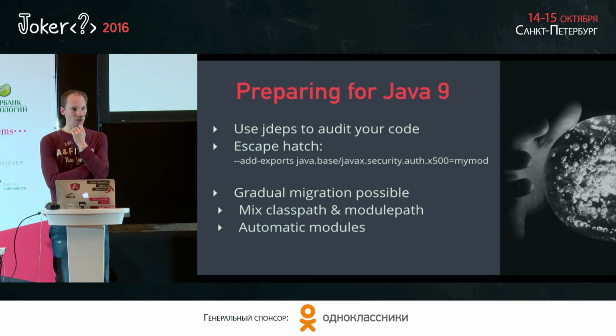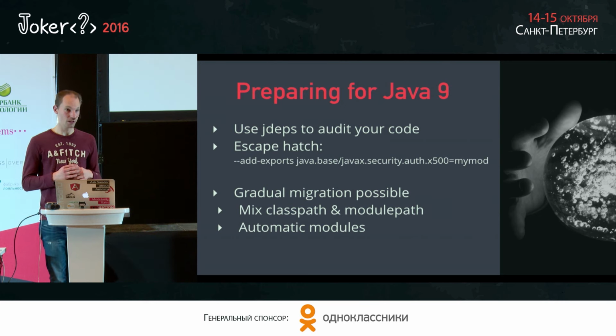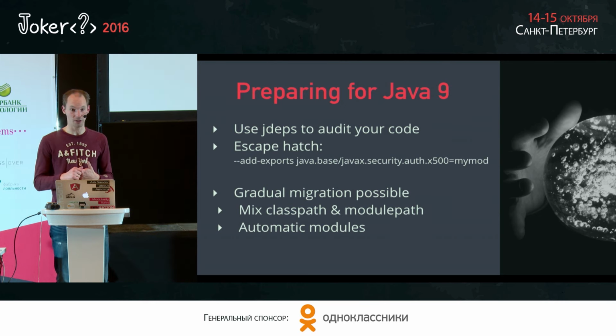But the best thing that you can do is use a tool called JDeps. And JDeps is already shipped with Java 8. And you can use that to run on your classes and on your jars. And it will analyze it, and it will show you whether you use any internal implementation details of the JDK. And if so, if your application code or your libraries do that, you will need to prepare for Java 9, either by hassling your library maintainers, saying, hey, Java 9 is coming.